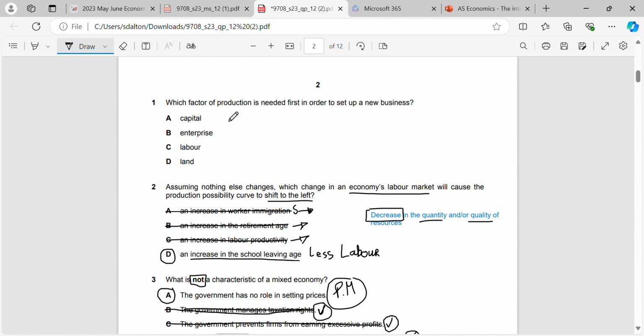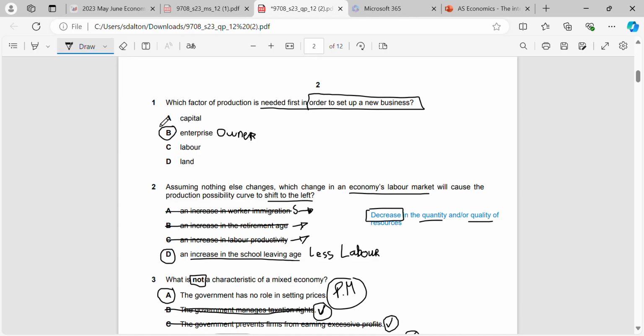And finally, which factor of production is needed first in order to set up a new business? Okay, they're giving you a clue here when they're saying to set up a business. Who does that? That's enterprise. The first thing you need is the owner. Okay, you can't have a business without an owner who has the skills, the expertise, and the experience in order to take on the risk of setting up a business.